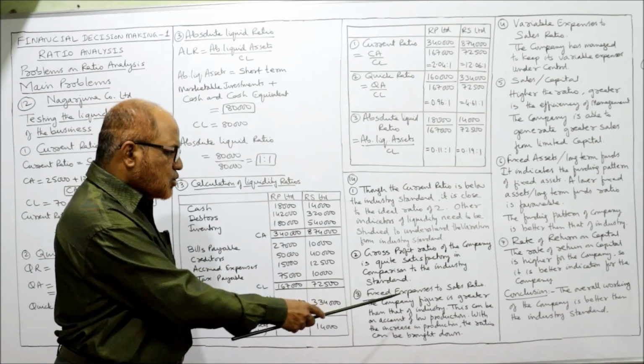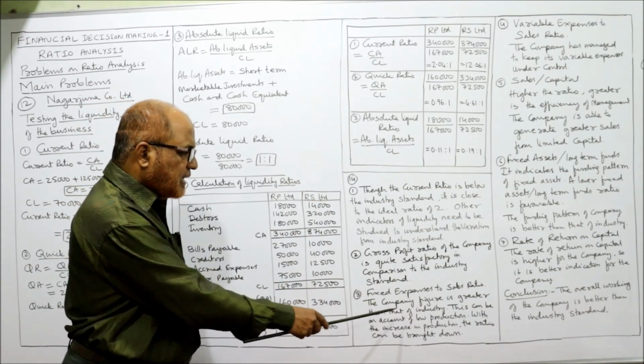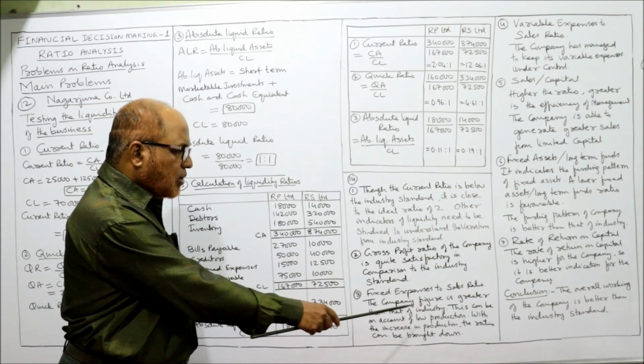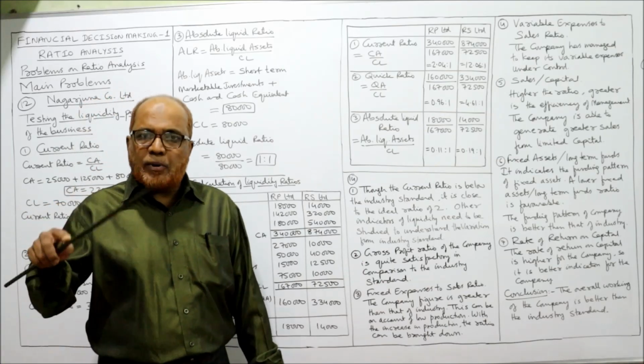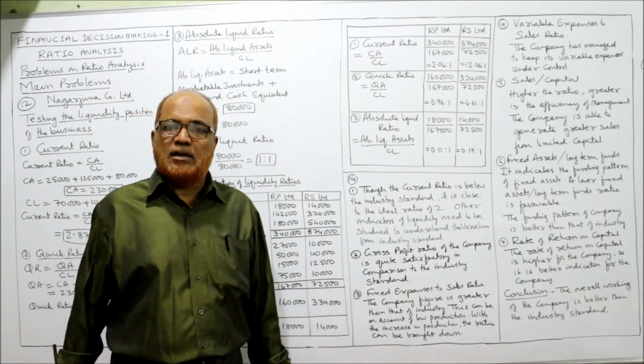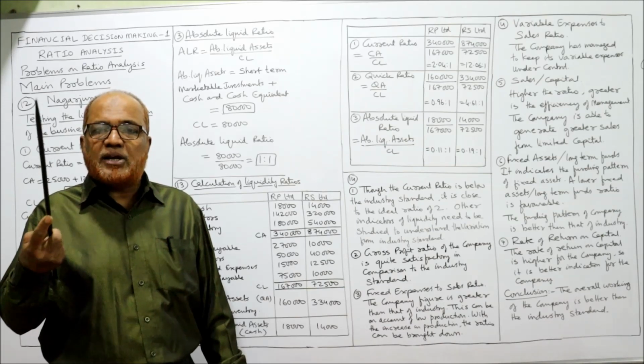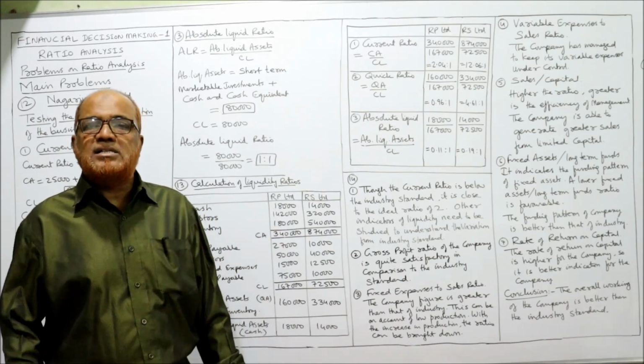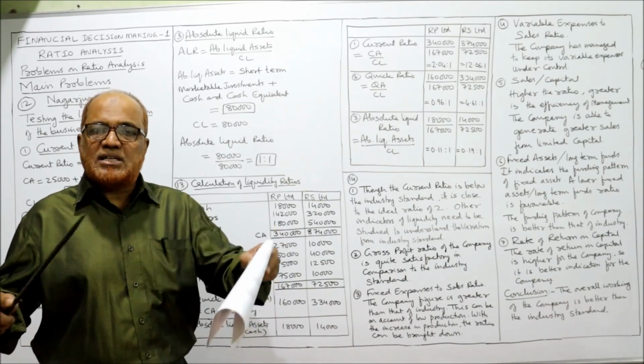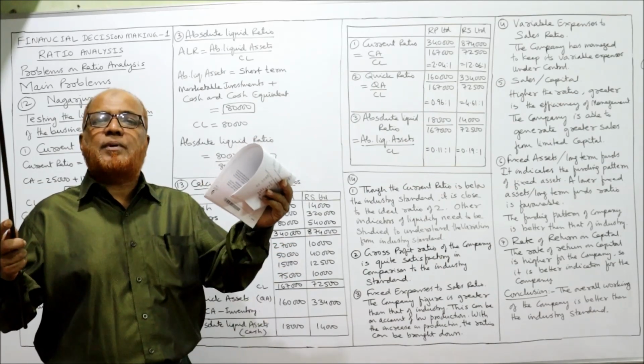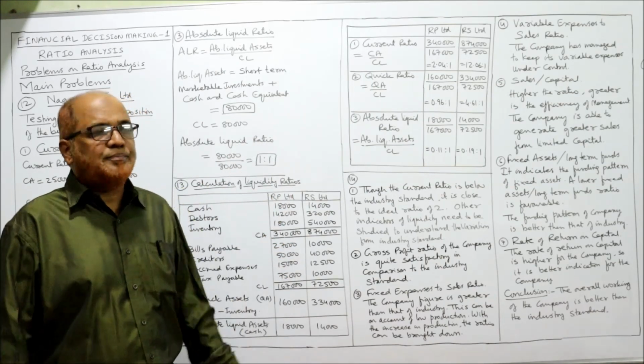So the fixed expense to sales ratio, the company figure is greater than that of the industry. This can be on account of low production. Low production, that's why this ratio is higher. With the increase in production, the fixed expense to sales ratio will come down. So we suggest the company to increase the production, then only this ratio will come down.